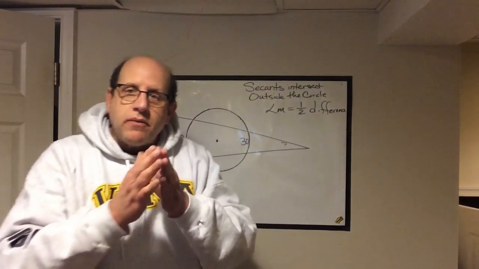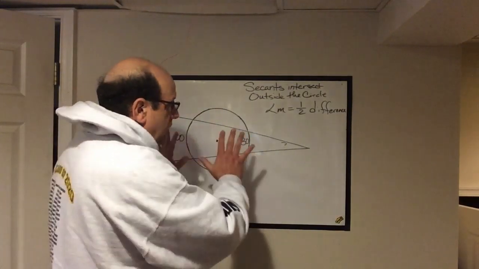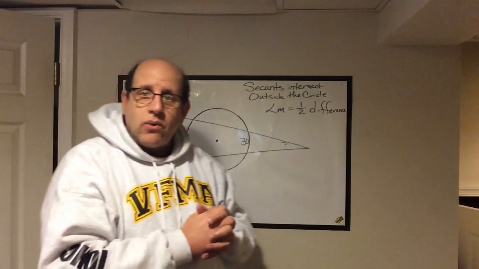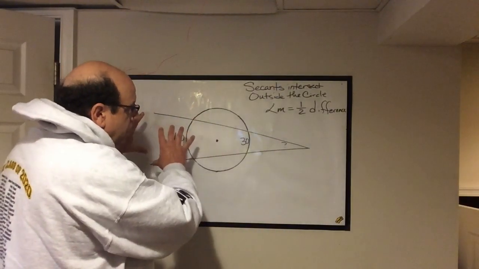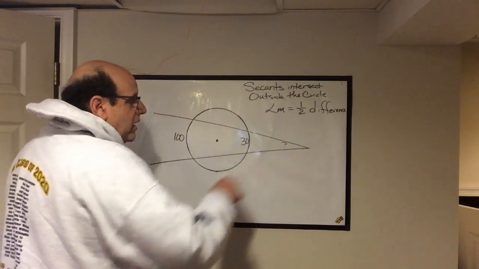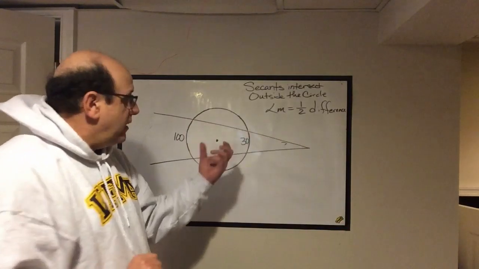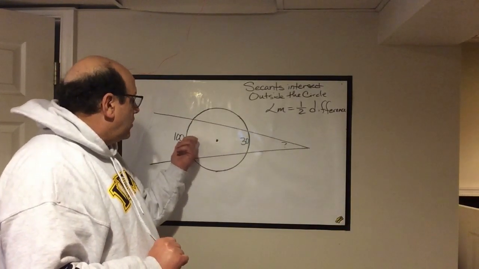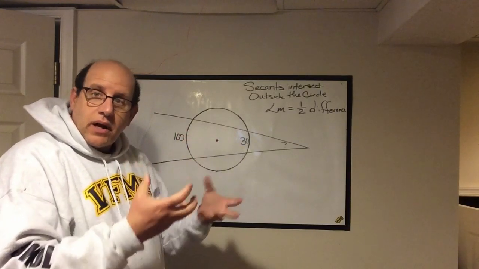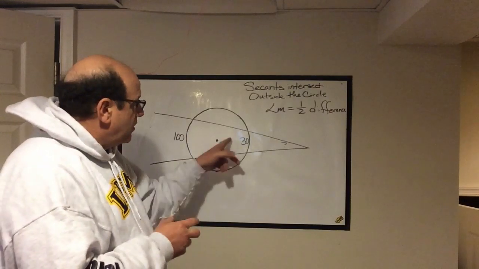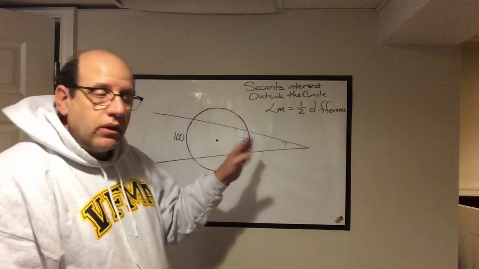So we have the third type of problem that we're going to see in all of our work with secants: the two secants that intersect outside of the circle. Now, when they intersected inside the circle, we took the two arcs, added them together, and cut it in half, and that was the measure of the angle inside. We had a vertical angle that went with it. Now, we're only looking at the one angle.